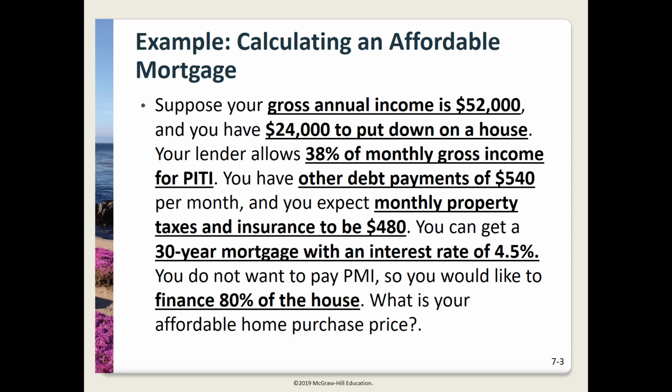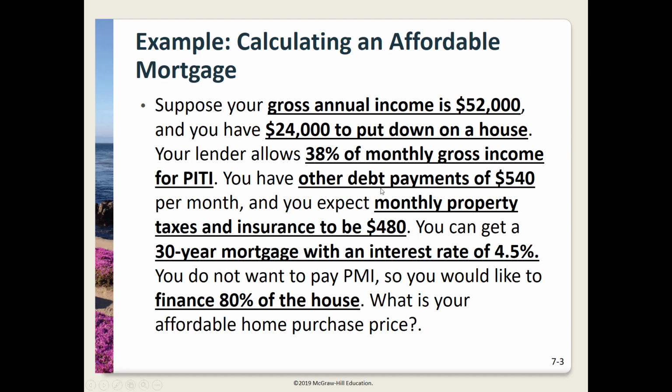Now let's calculate an affordable mortgage. Suppose your gross annual income is $52,000 and you have $24,000 to put down on a house. Your lender allows 38% of monthly gross income for PITI. I think the textbook kind of inverts it. Sometimes it says TIPI, other times it says PITI. It's the same thing, it's just everything put together: insurance, principal, interest, taxes.